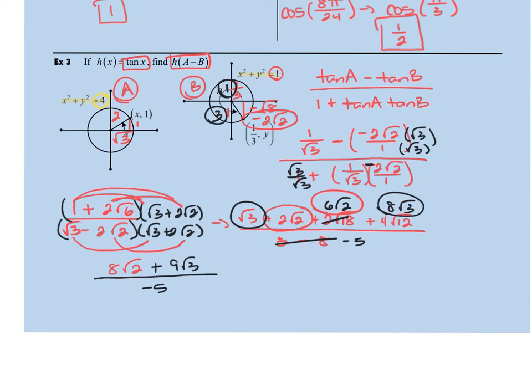And I mentioned this earlier, we do not want to leave that negative in the denominator. So we're going to take the negative from here, move it to the top, and distribute. So our final answer is going to be a negative 8 radical 2 minus 9 radical 3 all over that positive 5. It's going to clean that all up and give us some consistency on our answers.